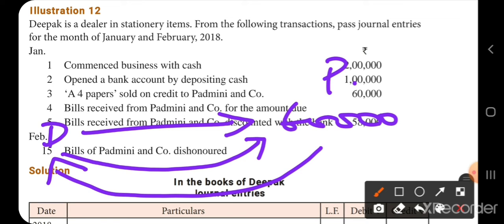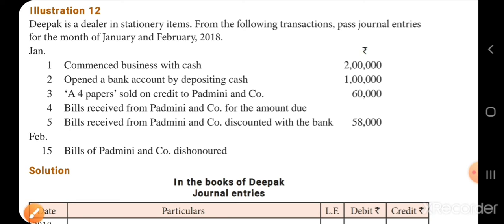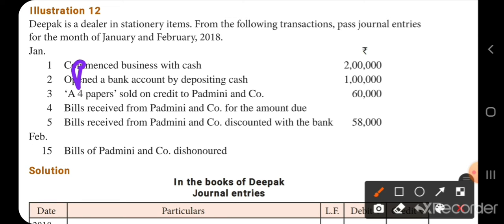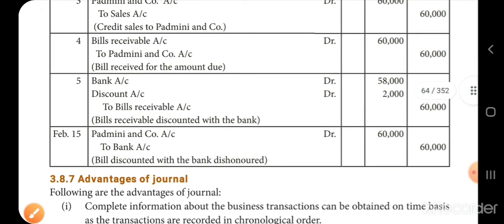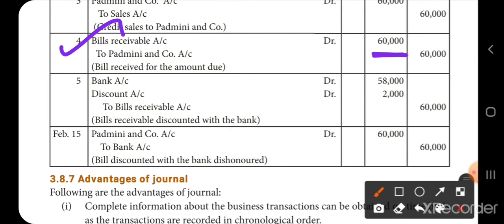So bills receivable is just like, they have to receive the amount. Deepak has to receive the cash. So the entry will be bills receivable account debtor to Padmini. If suppose you are going to receive cash, what entry you will write? Cash account debtor to Padmini account. Here you are not receiving cash, you are just receiving a promissory note. So bills receivable. So the entry will be bills receivable account debtor to Padmini. Hope it is clear. See here, bills receivable account debtor to Padmini for 60,000.